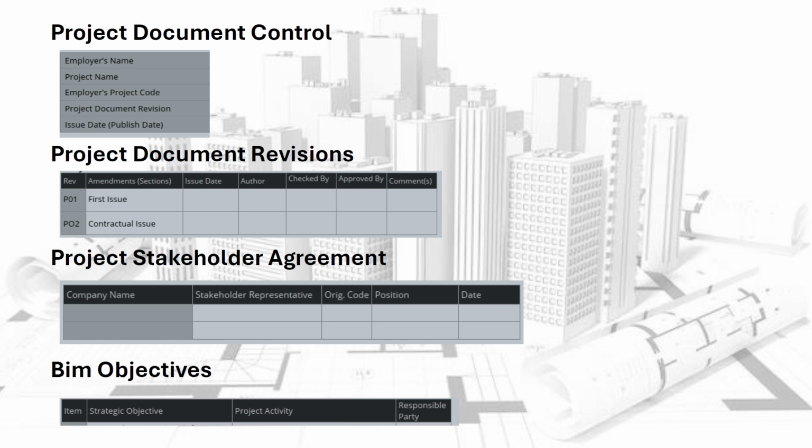Position. The title or role of the stakeholder representative, e.g., project manager, BIM coordinator, lead engineer. Date. The date when a stakeholder agrees to the BIM Execution Plan and its provisions.